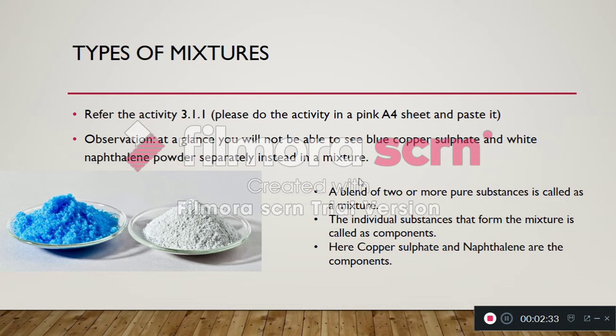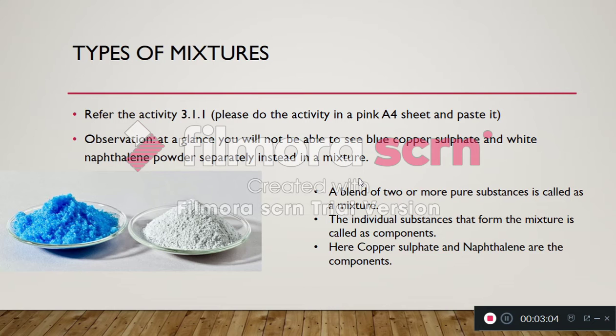By doing simple activities, you can understand mixtures. Please refer to page 30 in your textbook, activity 3.1.1. To conduct this activity, you need some hydrated copper sulfate crystals and mothballs, which in chemistry are called naphthalene.